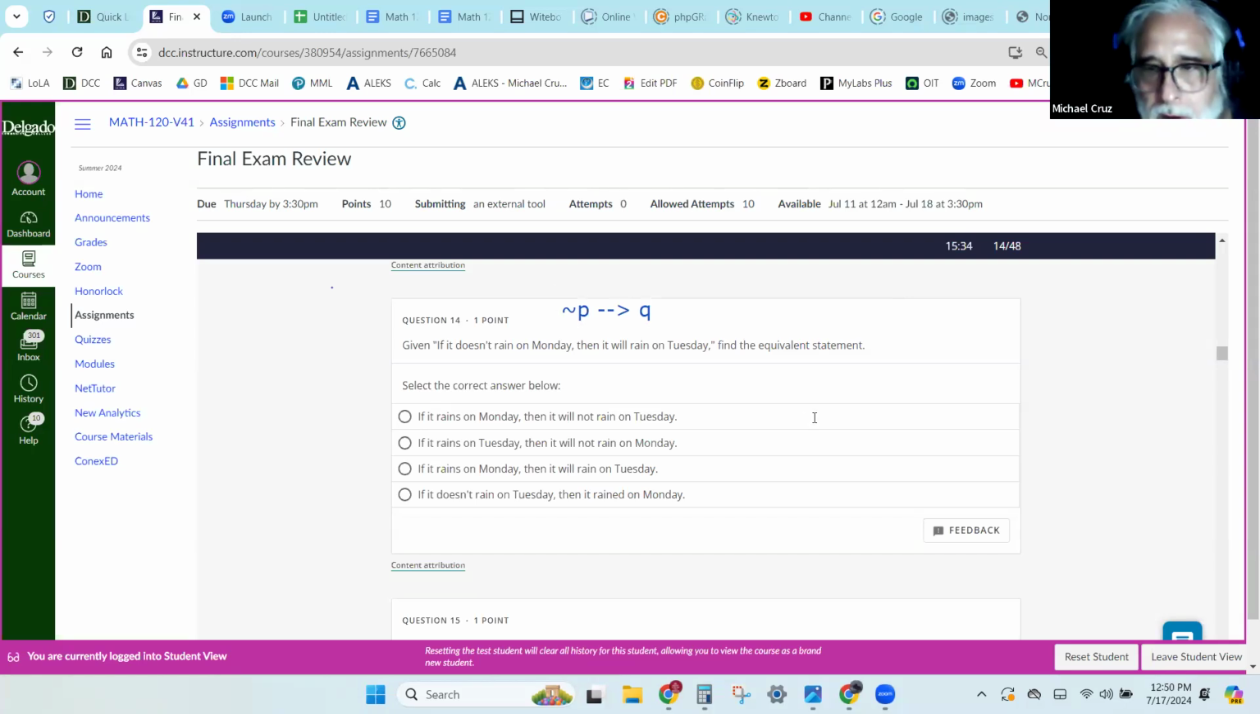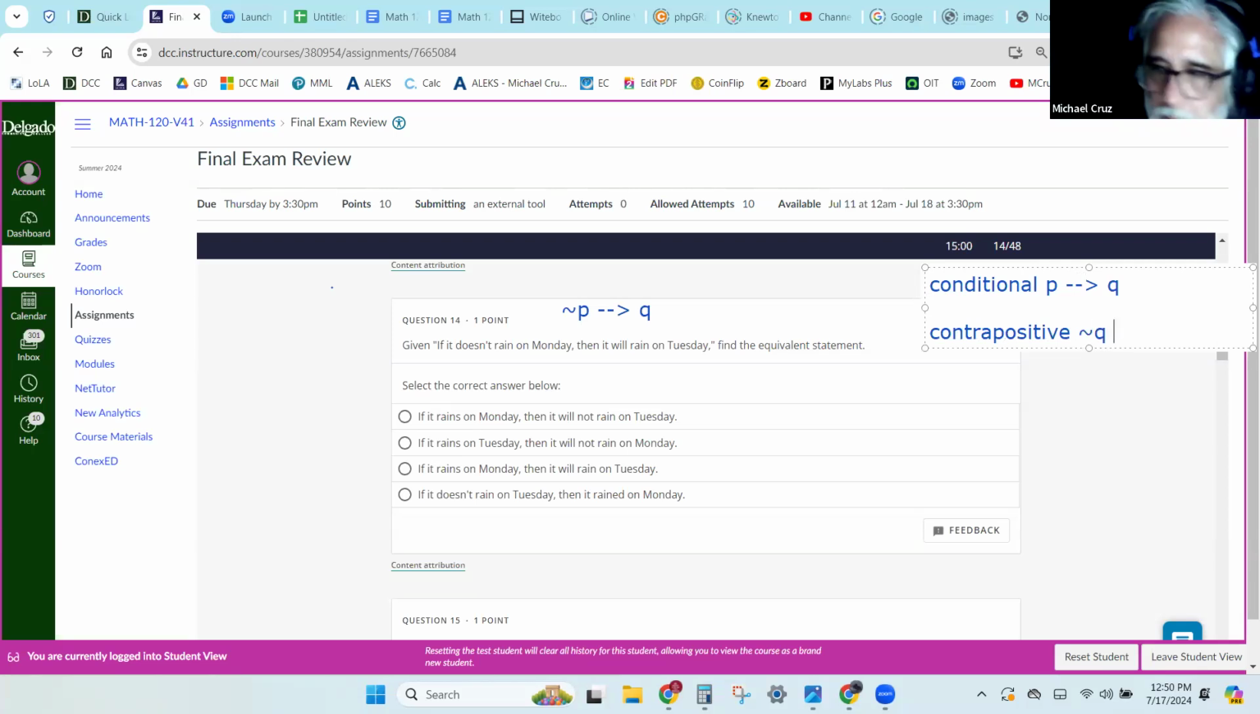Now, all right, when we've got a conditional statement like that, the one that's the most likely one is called the contrapositive. The contrapositive. So the conditional P... So contrapositive would be not Q.